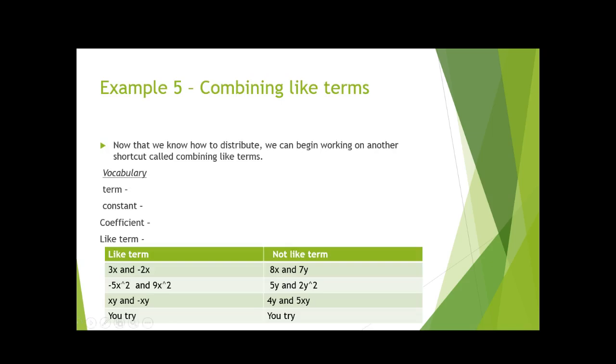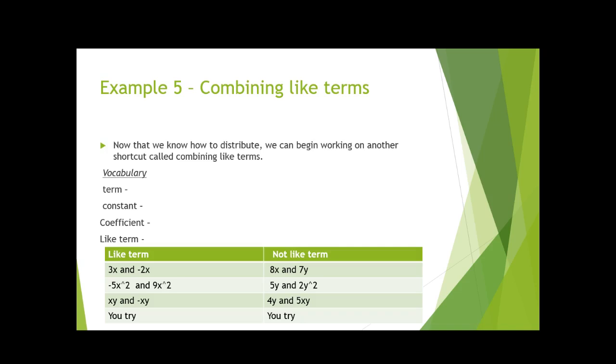Okay, now what we're going to do is move on to combining like terms. Now that we know how to distribute, we can begin working on another shortcut called combining like terms. In your book, in Chapter 1, Section 7, there are 4 terms that I need you to look up, and I need you to copy this table down. The terms are the vocabulary: term, constant, coefficient, and like terms. These things will probably be on your test, so it's important to have them in your notes ready to copy down.